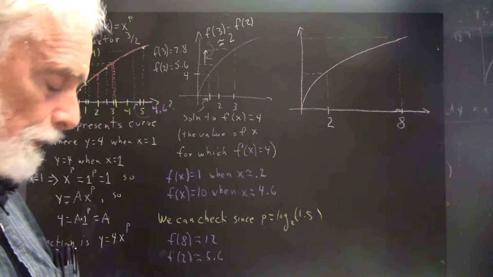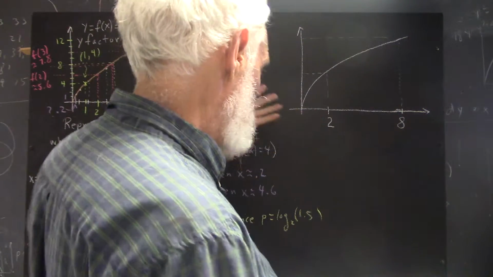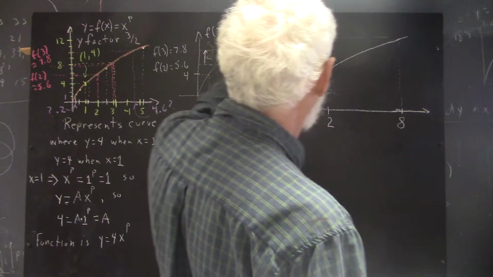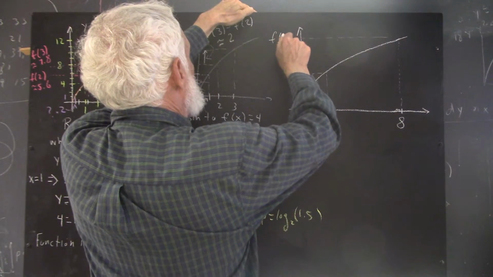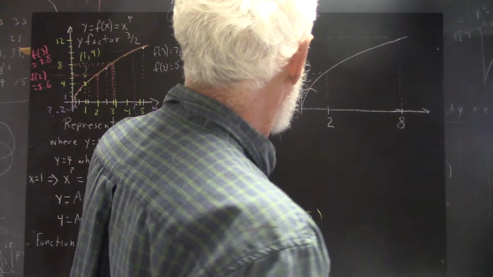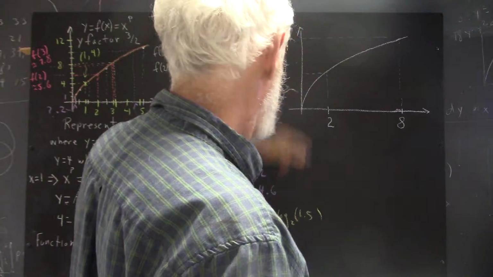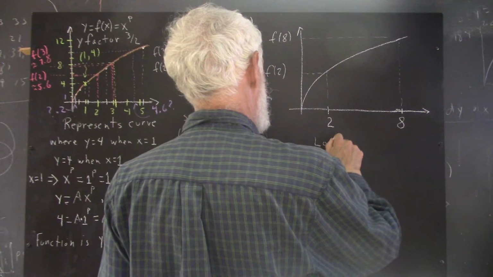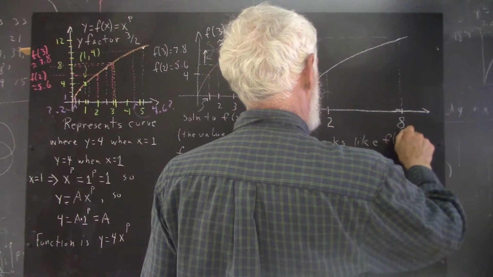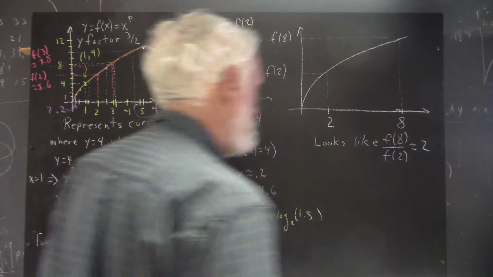But based on the eyeball of the graph, well, here I've got a similar graph. If this is 8 and this is 2, then here's my f of 8. Here's my f of 2. And it looks to me like if I do f of 2 and then go that much higher, f of 8 is about twice as high. So f of 8 over f of 2 should be about 2.